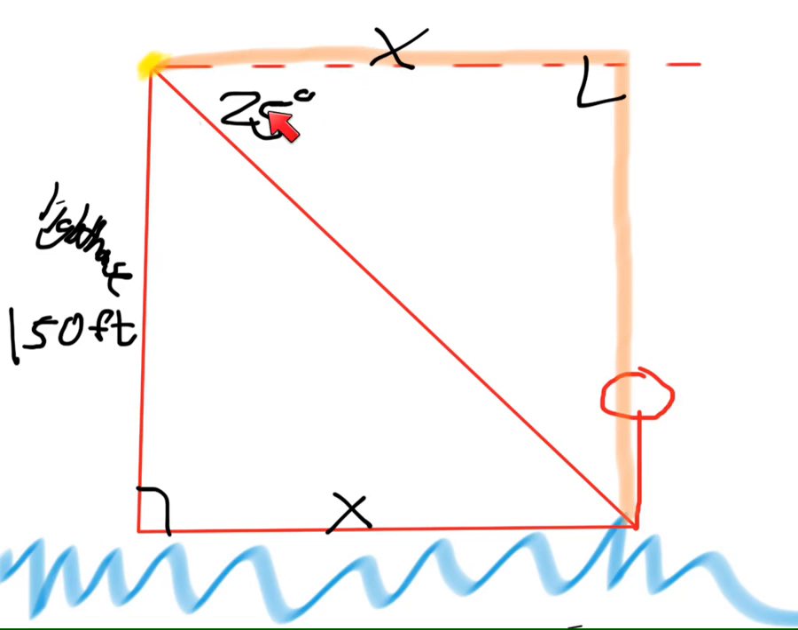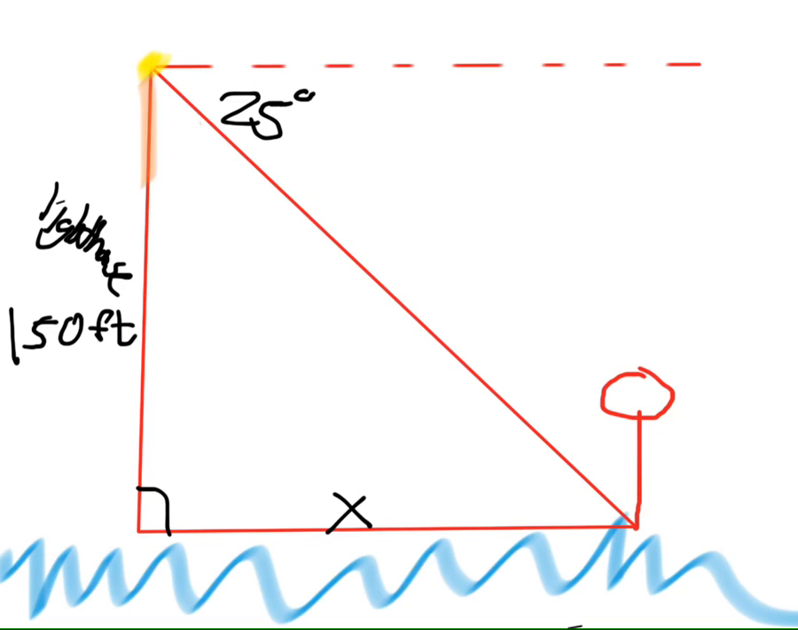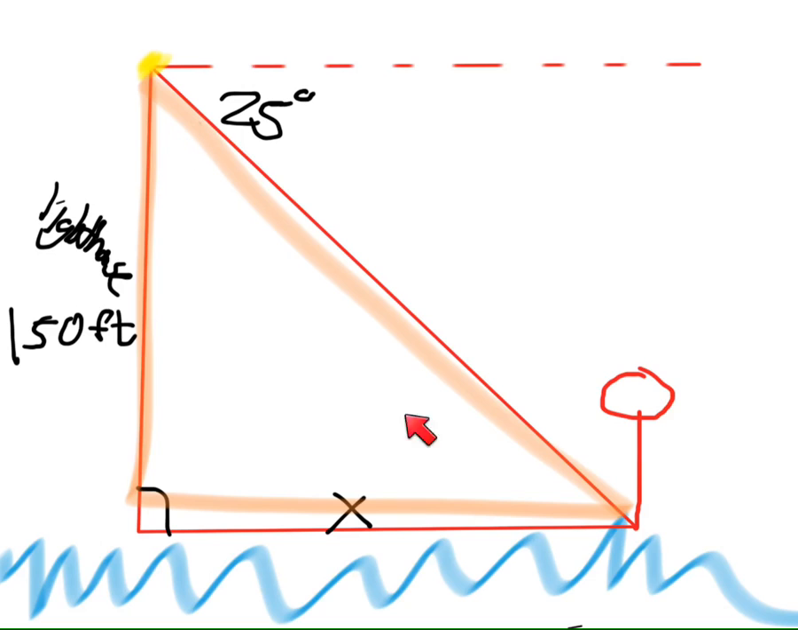X would be adjacent. This piece would also be 150, and I could use trig functions on this to solve for X. Let's say I wasn't going to do it that way. You could do it that way, but let's say I didn't. Let's say I want to use this right triangle, since I already have 150 and X labeled there. I need either this angle or this angle. I need one of the angles to be able to solve for this.